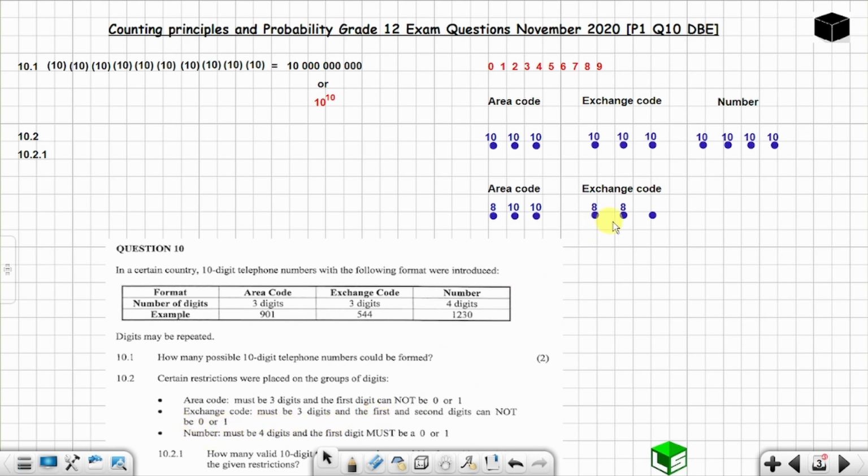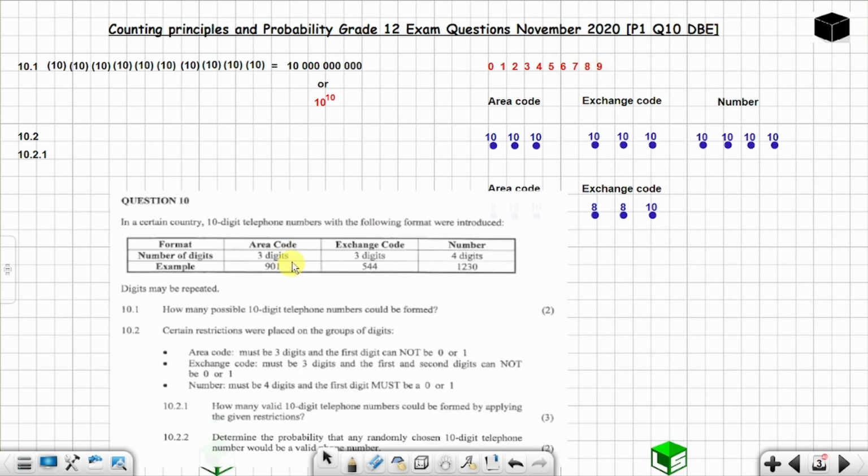And for the third digit, there is no restriction, so you're still going to have 10 options for the third digit. So this is what you are told: the restriction is only applied to the first and second digit. You exclude 0 and 1, you are left with 8 options.